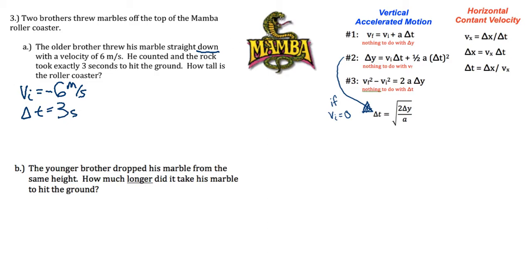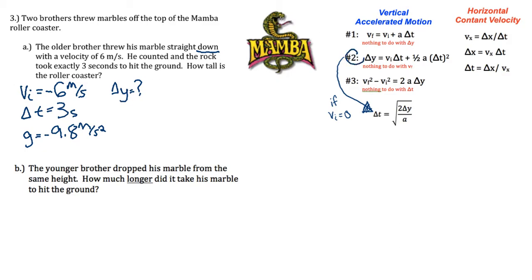And the Mamba is here in Kansas City, so we know it's on Earth. Gravity is negative 9.8 for this problem, meters per second squared. Great. So now they're asking how tall is this roller coaster. Using these, we can find out delta y. So we're thinking about a vertical height here. We're looking at our vertical motion.